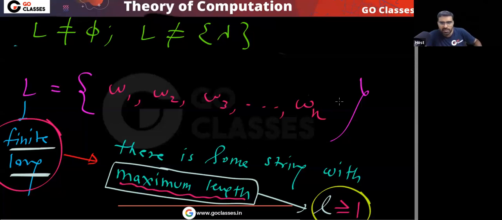So can I say that in this language there is some string. Let's assume that string is W. There is some string W with maximum length, and that length is greater than or equal to 1. Now you tell me. So this is the point.